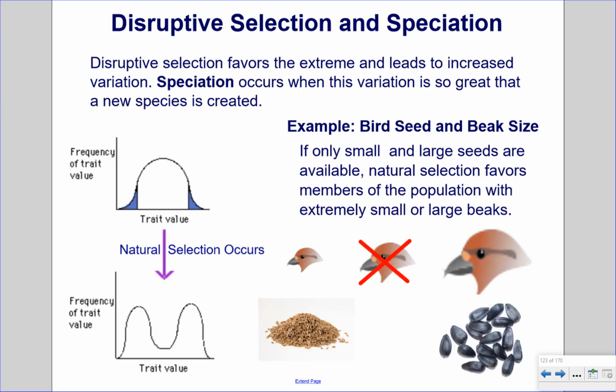Disruptive selection and speciation. Disruptive selection favors the extreme and leads to increased variation. Speciation occurs when this variation is so great that a new species is created. For example, bird seed and beak size. If only small and large seeds are available, natural selection favors members of the population with extremely small or large beaks.